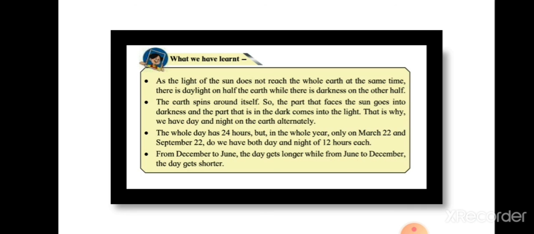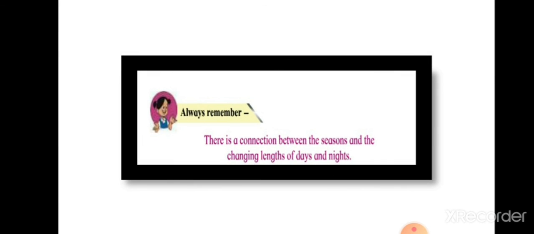The whole day has 24 hours, but in the whole year, only on 22nd March and 22nd September do we have both day and night of 12 hours each. From December to June, the day gets longer, while from June to December, the days get shorter. Always remember, there is a connection between the seasons and the changing length of days and nights. I hope you understood the chapter.